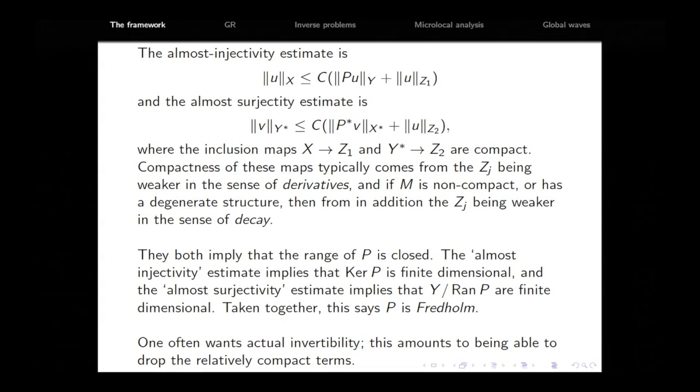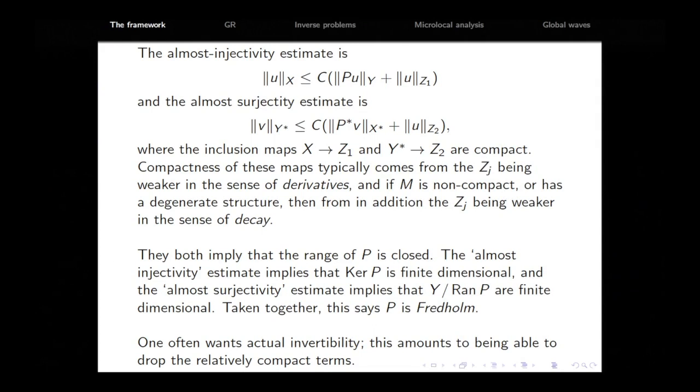All right. So of course, in real life, you'll often want invertibility on abstract grounds. It just tells you on general nonsense grounds that you can get rid of the relatively compact term. So there's a finite dimensional obstacle. So if you have these estimates, first of all, the first estimate is the almost injectivity estimate, and it tells you that the kernel, the null space of P, is finite dimensional. The second one says that the range has finite codimension. Either one of them tells you that the range is closed. So basically this tells you that infinite dimensions don't cause you trouble.